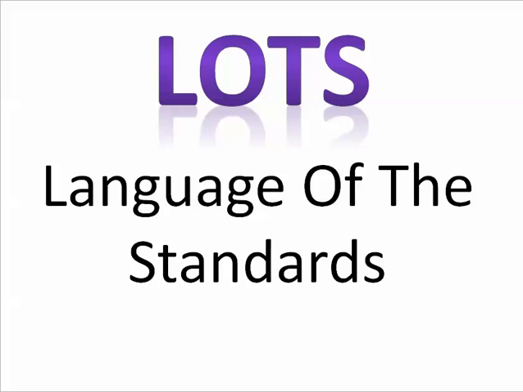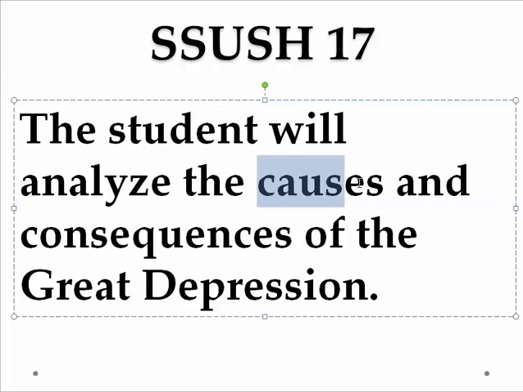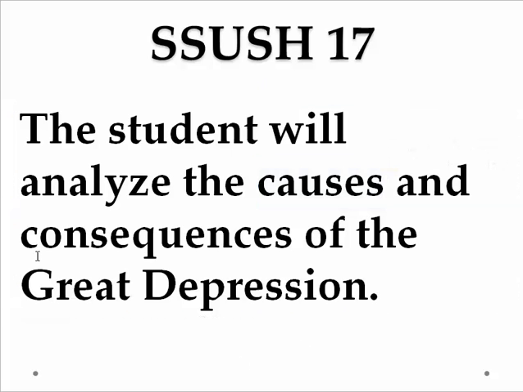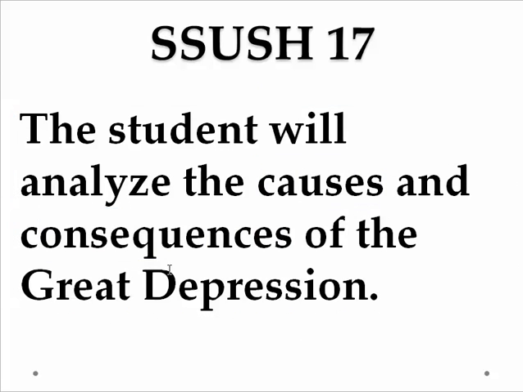And remember, we have to look at the language of the standards. We've got to focus on that only. That way we don't teach too much or teach too little. Alright, so the student will analyze the causes and consequences of the Great Depression. What caused the Great Depression? And then what were the consequences of the Great Depression? Okay, and we're going to analyze both of those.